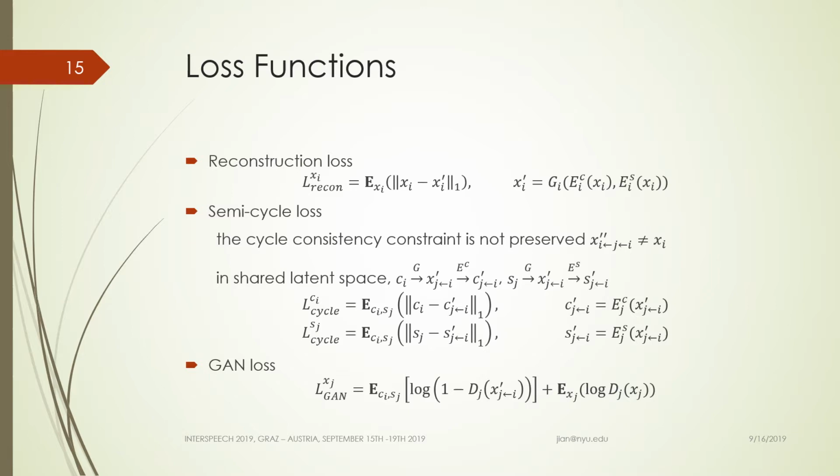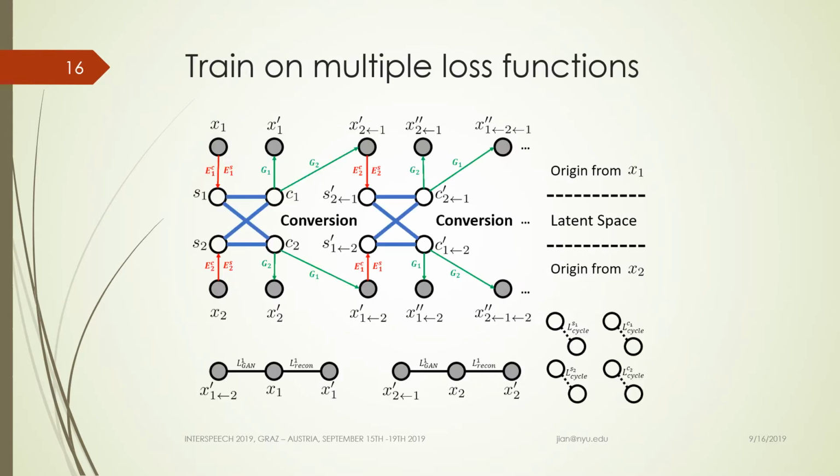Moreover, we add a GAN model to improve the speech quality. The converted samples should be indistinguishable from the real samples in the target emotion domain. So the GAN loss is computed between the real samples x_j and the generated samples x_ji prime. Here is the picture of our multiple loss functions.